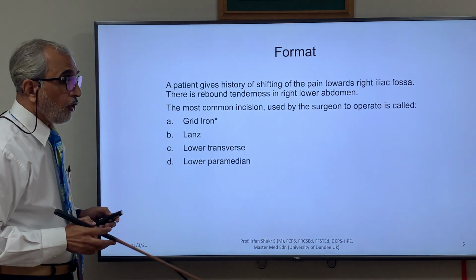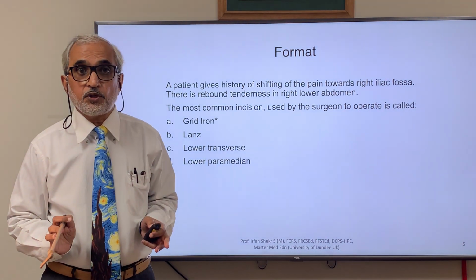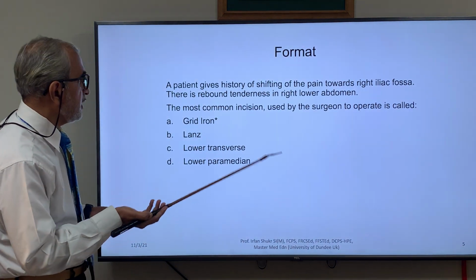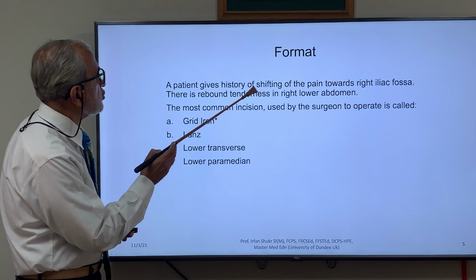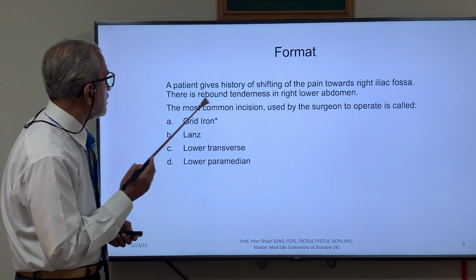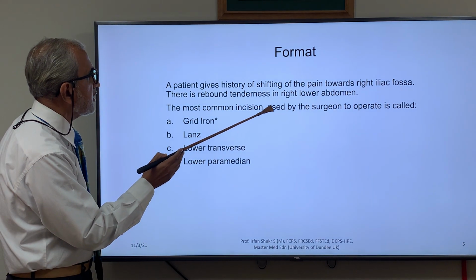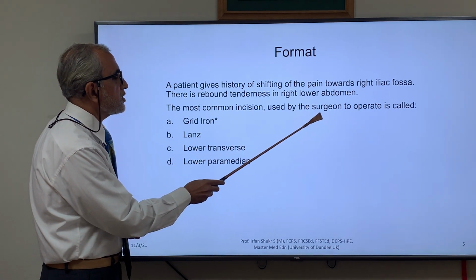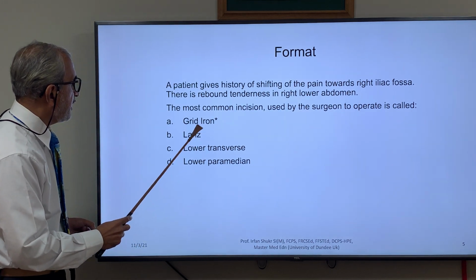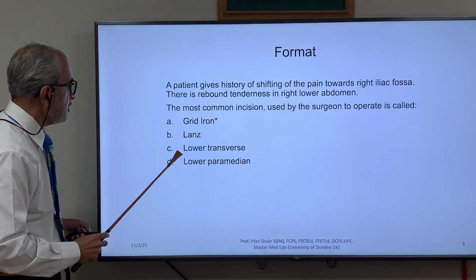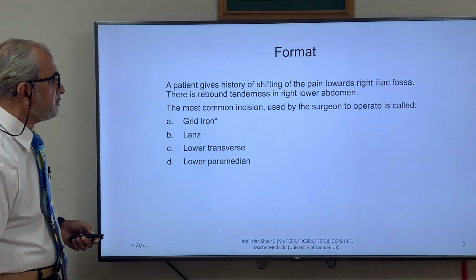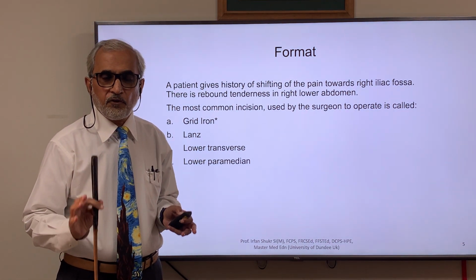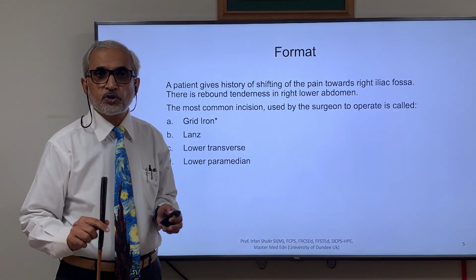If you see a format or design of MCQ, it looks like this. For example, this is an MCQ. A patient gives history of shifting of pain to a right iliac fossa. There is rebound tenderness in right lower quadrant. The most common incision used by the surgeon to operate is called: A, gridiron; B, Lanz; C, lower transverse; D, lower paramedian. This is the design or format of a multiple choice question.